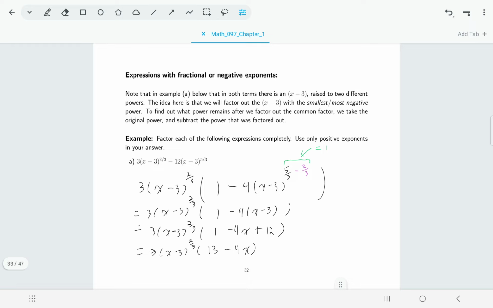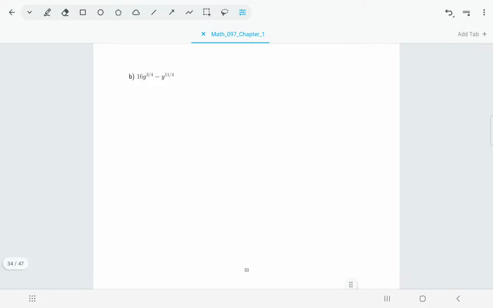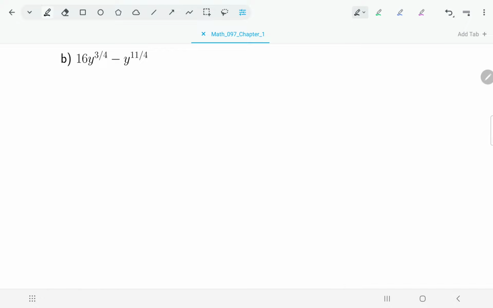Let's do some more. Here I've got some y's to various powers. Again, I'm going to take out whatever is the smaller power. So here I've got y to 3/4 and y to 11/4. So if I'm looking at that, I can see that 3/4 is the smaller power, so that's what I'll factor out.